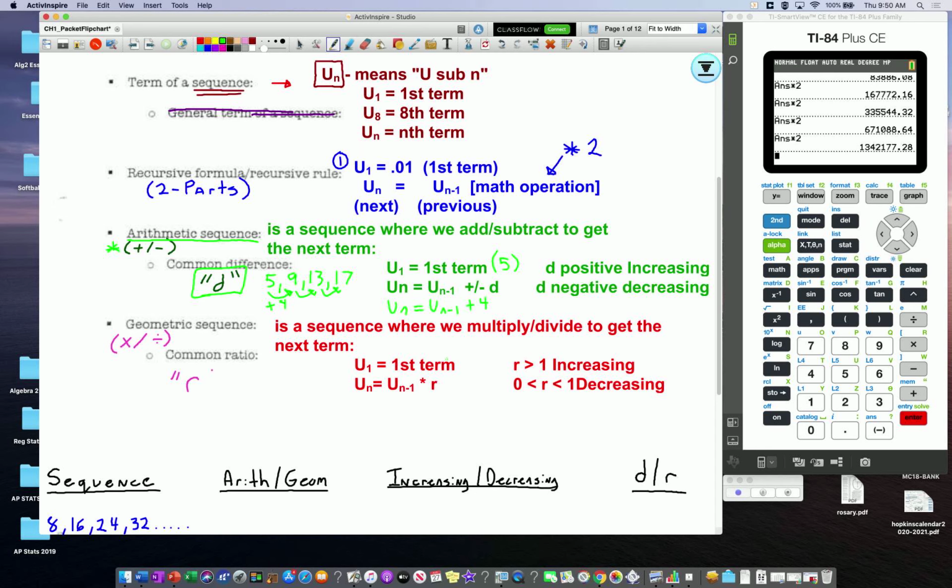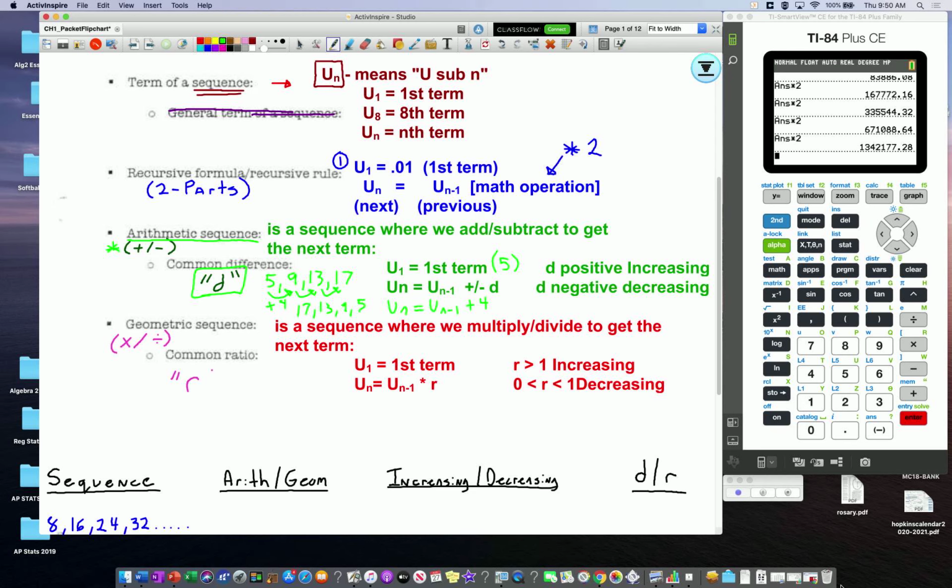Since it was a positive number, whenever d is positive, okay, the sequence increases. It's going up. If you're subtracting, if d is negative, so if instead I flipped this and said 17, 13, 9, 5, instead of going plus 4, I would write minus 4 here, and d would be negative.